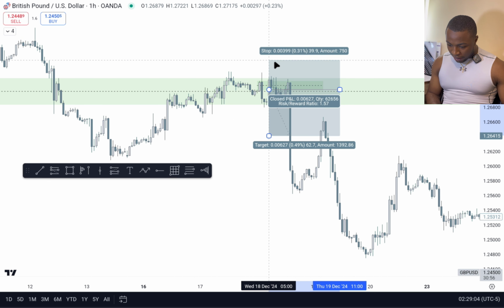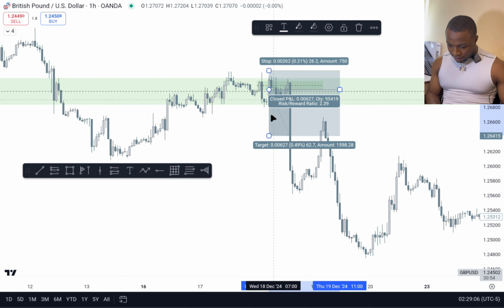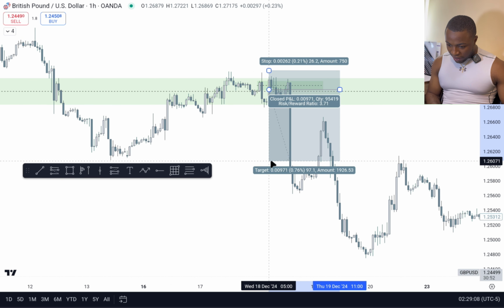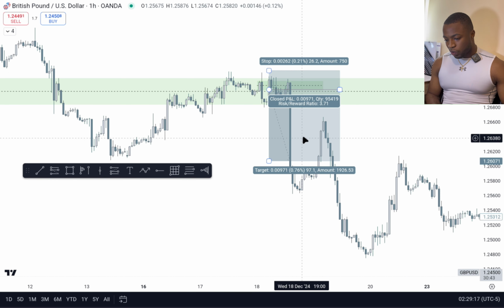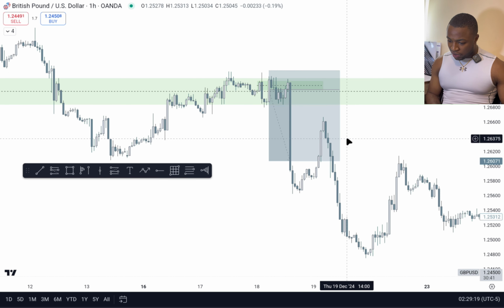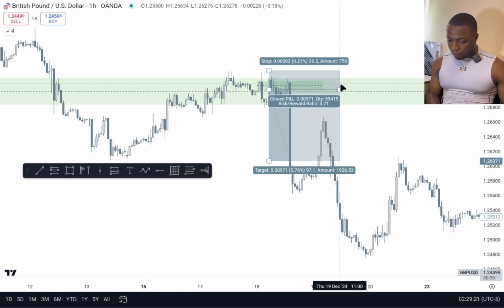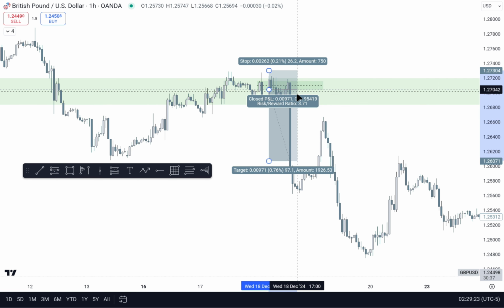Stop loss above this high. Targeting this resting low here. As you can see, price almost stopped us out. Because my stop loss was above this low, I didn't get stopped out. And this was almost a 1 to 4 risk to reward. I didn't take this trade, but I was just showing you how IRL to ERL works.